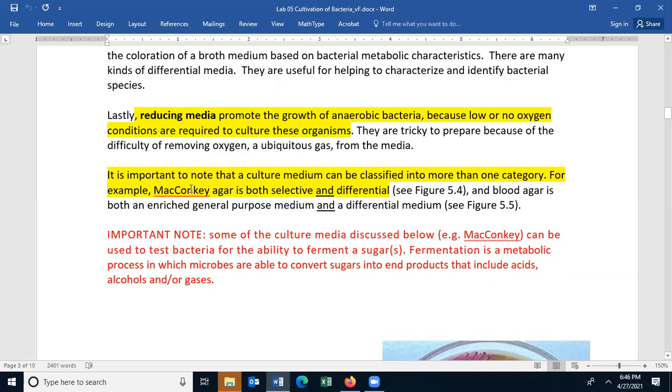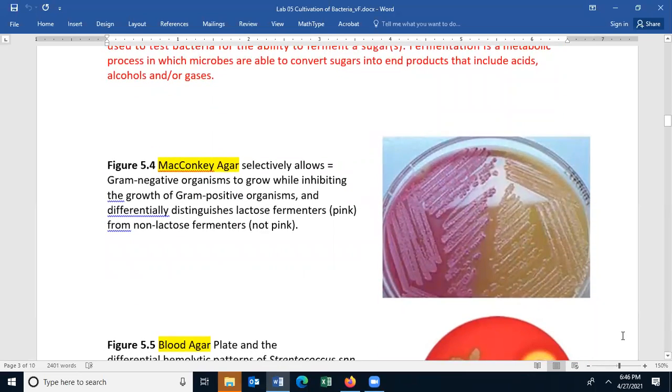All right, it's important to note the culture medium can be classified into more than one category. For example, McConkey's is both selective and differential. And blood agar is both an enriched medium and a differential medium. Here we're looking at growth on a McConkey's plate. It's selective in that only gram-negatives can grow on the McConkey's plate. And both of these are gram-negatives. It's differential in that if the bacteria can ferment the sugar lactose, the bacteria will appear to be pink colonies. If the bacteria does not ferment the sugar lactose, the bacteria will not be pink.